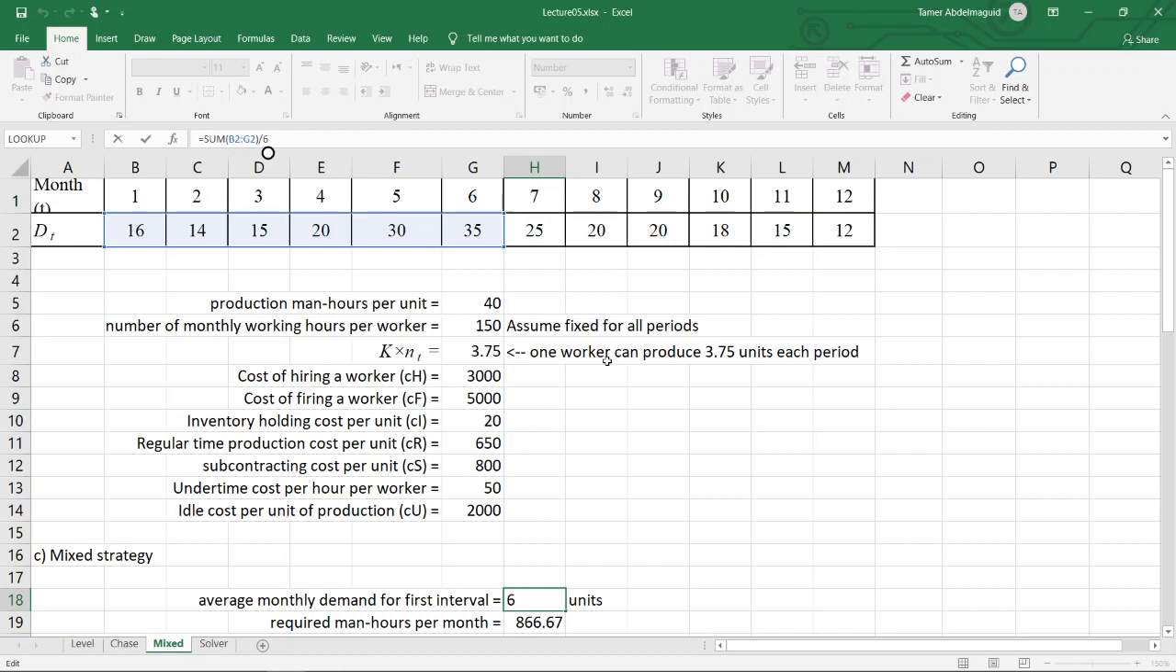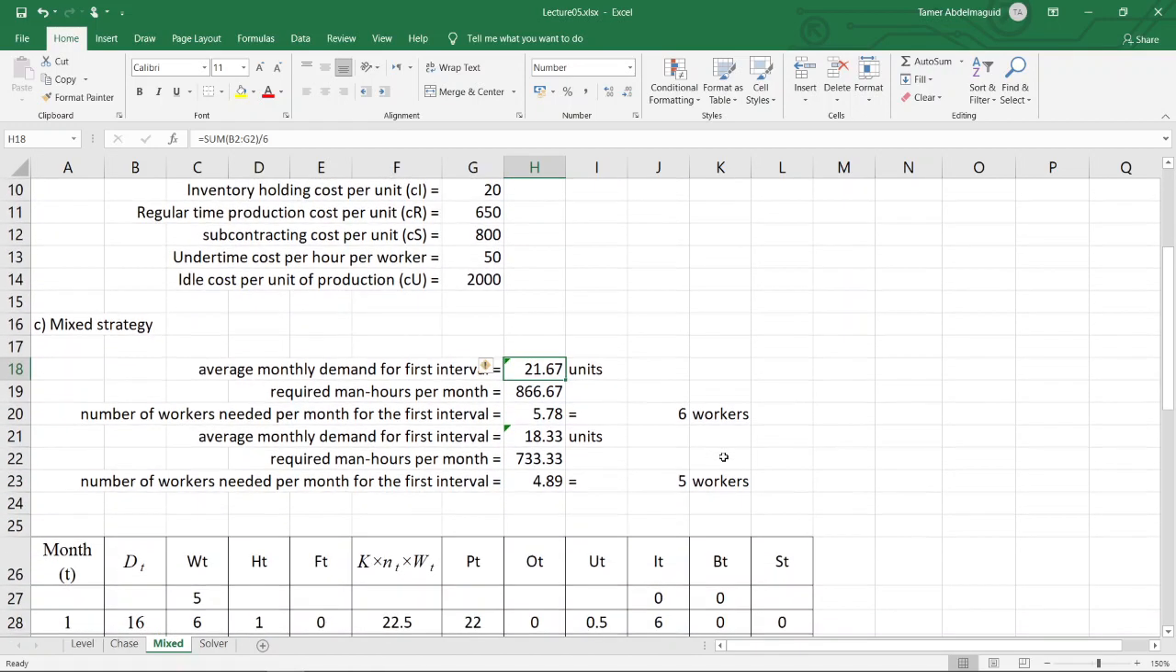So in order to do my calculations, I need first to calculate what? The average demand in the first 6 periods and the average demand in the next 6 periods. So the average demand for the first 6 periods is 21.67.